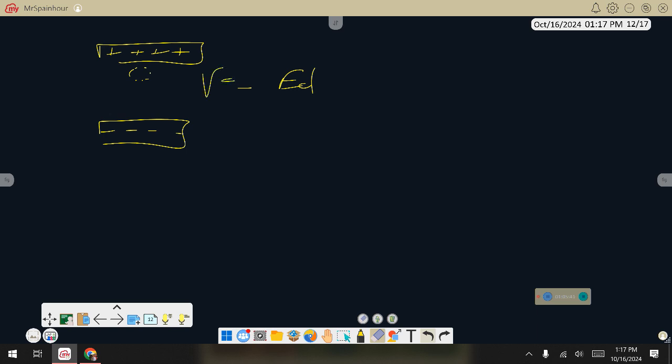Potential is negative Ed. How do you get the change in potential energy? You take U final minus U initial. How do you get the change in potential difference? V final minus V initial. Okay? In the non-uniform ones, I'll finish with that over the last 5 minutes.